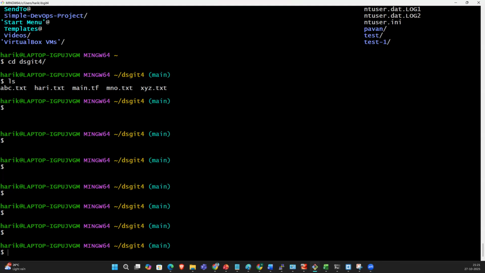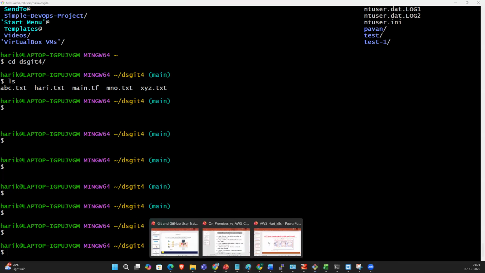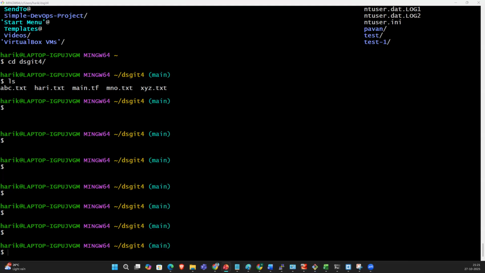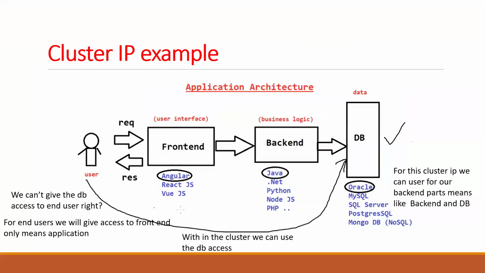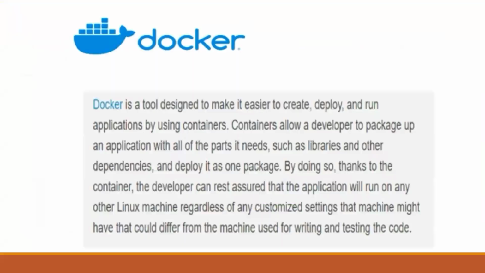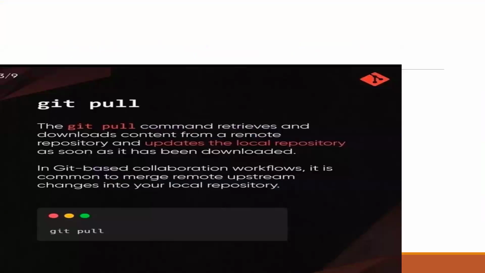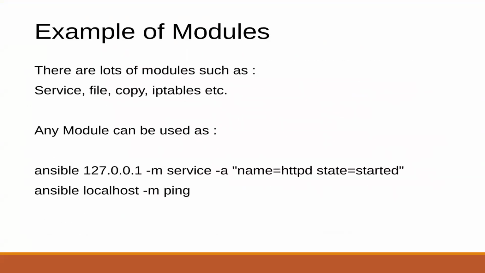This is the local Git. How to install the local Git? I will show you. So from this local Git we need to connect with the remote Git. So how to connect from your local to remote? I will show you.